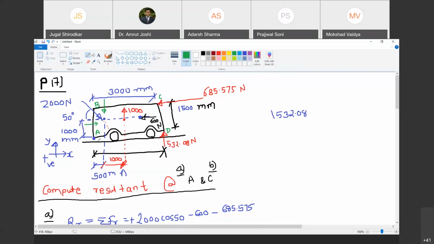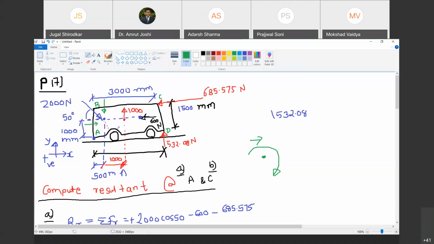Sir, anti-clockwise. No? You are still not able to imagine it. This is the point. This is the force. It is going to generate clockwise moment. Okay sir. What is the confusion? Tell me, I will be able to help. Sir, I did not understand the clockwise and anti-clockwise part.